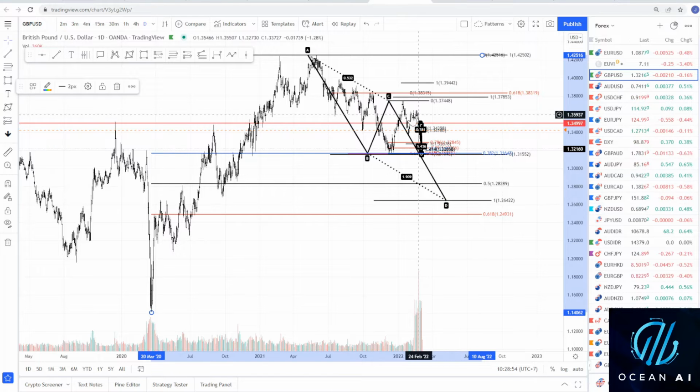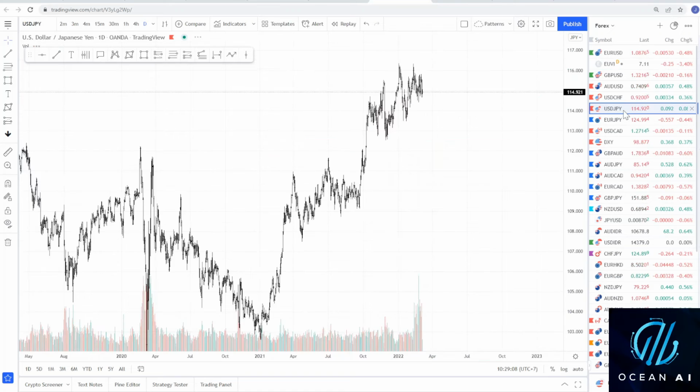So need to keep an eye out on that. If we break those lows, then we'll be looking for probably a lot lower. Otherwise, we could turn here and could be a major low heading higher. So what else we got?